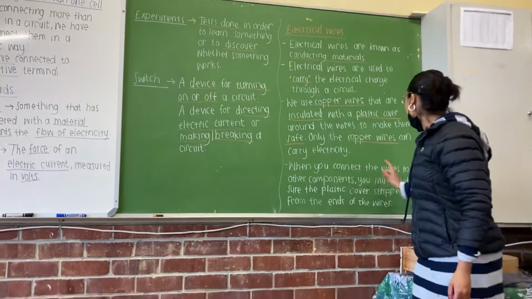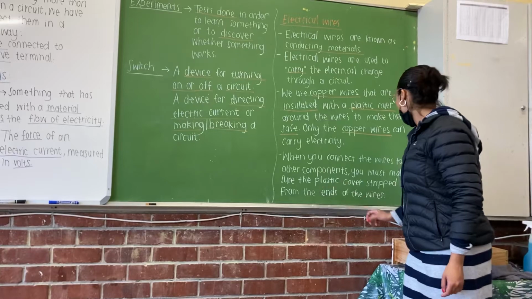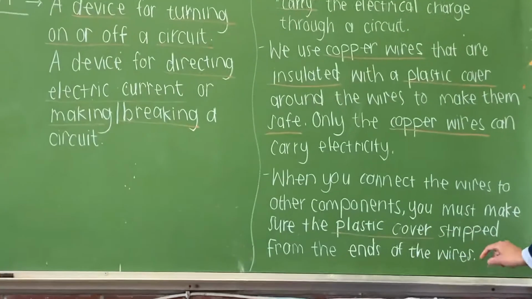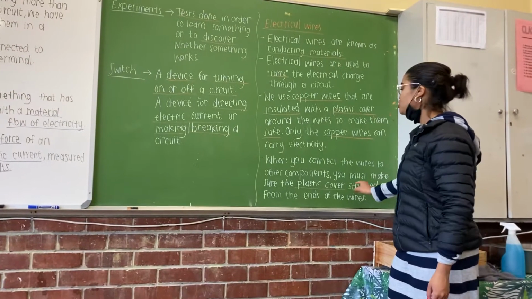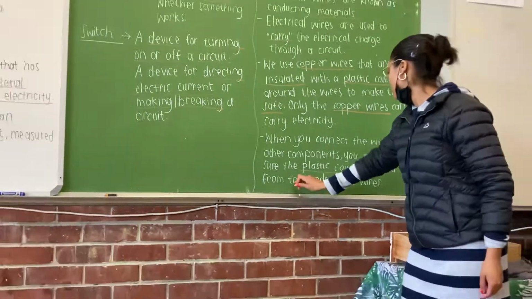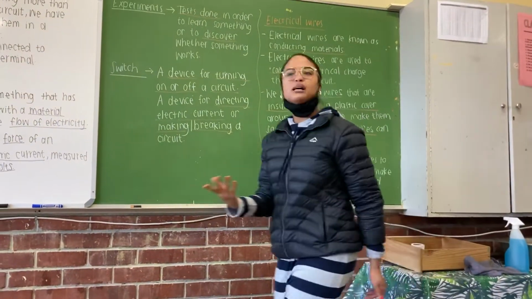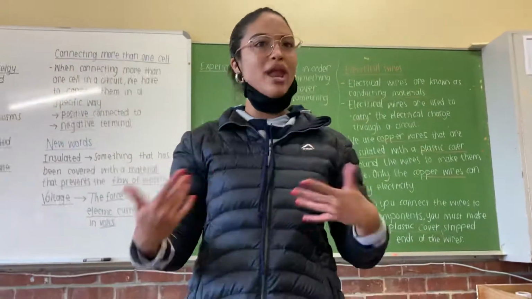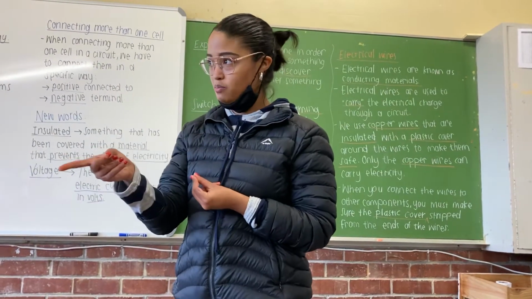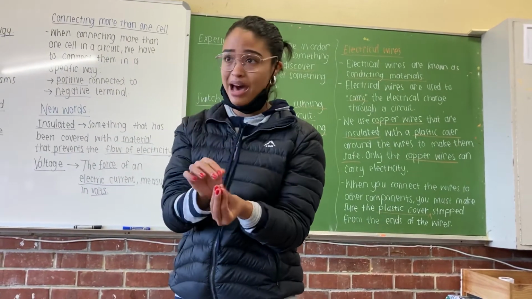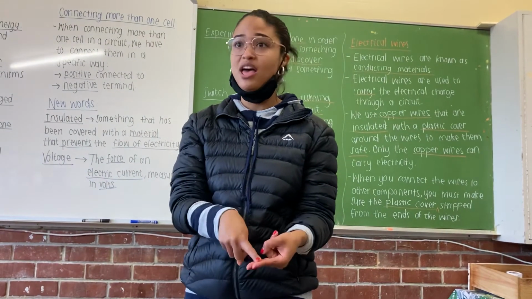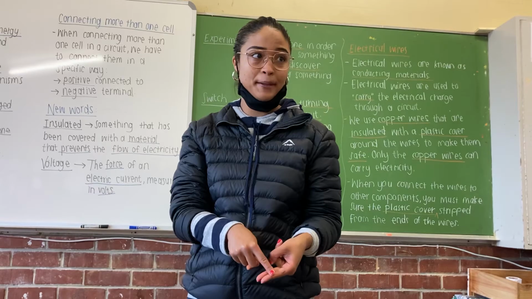Now, when you connect the wires to other components, you must make sure that the plastic cover is not stripped from the ends of the wires. Sometimes when the wire gets worn out, then the plastic cover comes off. That is dangerous because when you touch the copper wire, you touch the electrical current if it's switched on, and then you can shock. Okay?